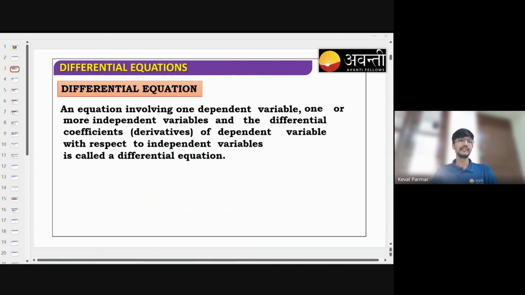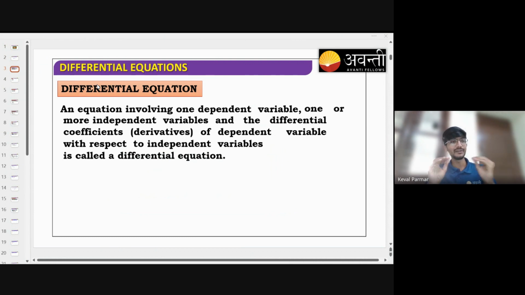So what is a differential equation? As you can see in the definition, in every differential equation, there will be one independent variable, one dependent variable, and the differential coefficient. In general, the dependent variable we usually see as y, and the independent variable as x. So basically, one y, one x, and dy by dx. These will be the terms we will be seeing in a differential equation.